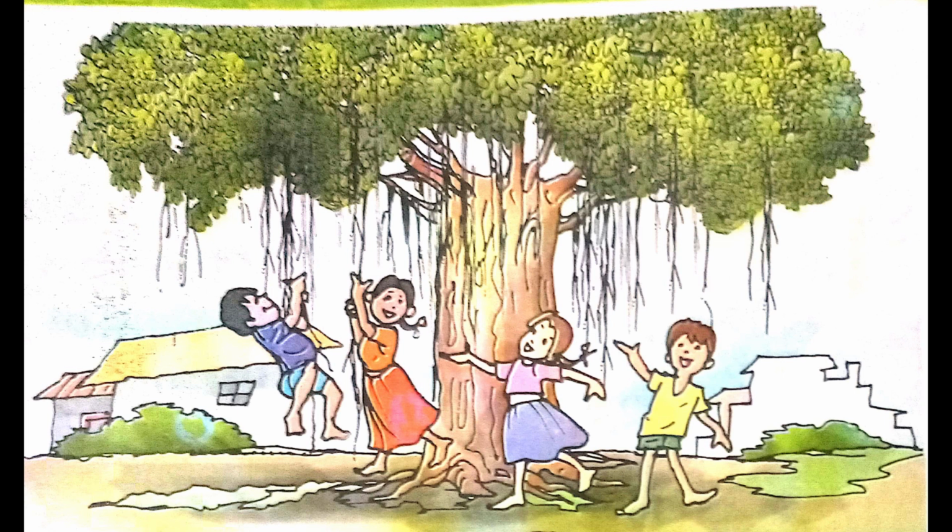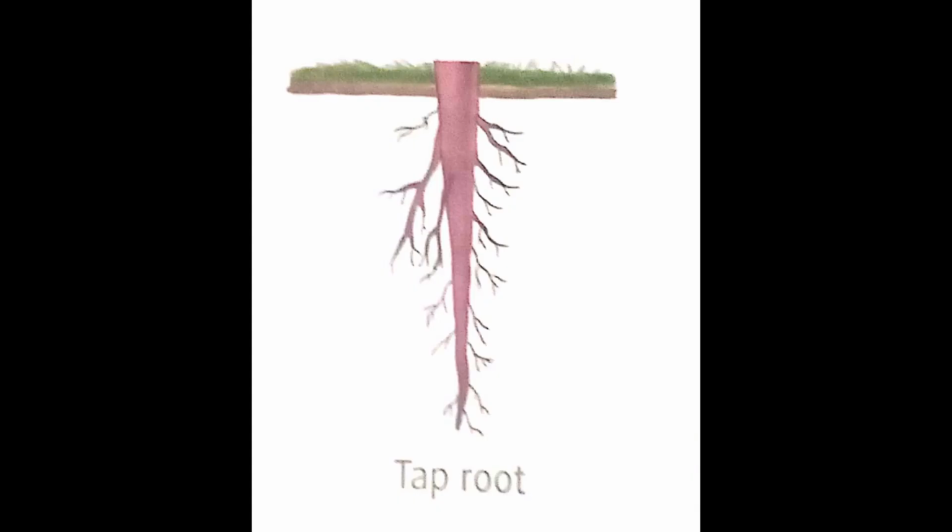Then, let's study types of roots. There are two main types of roots, taproot and fibrous root. Some plants have one thick main root that grows from the bottom end of the stem. Many small and thin side roots grow from the main root. This type of root is called taproot. Plants such as turnip, beans and mustard have taproot.